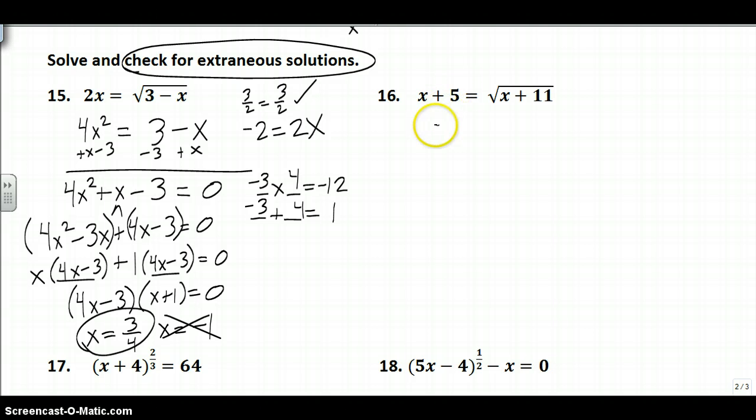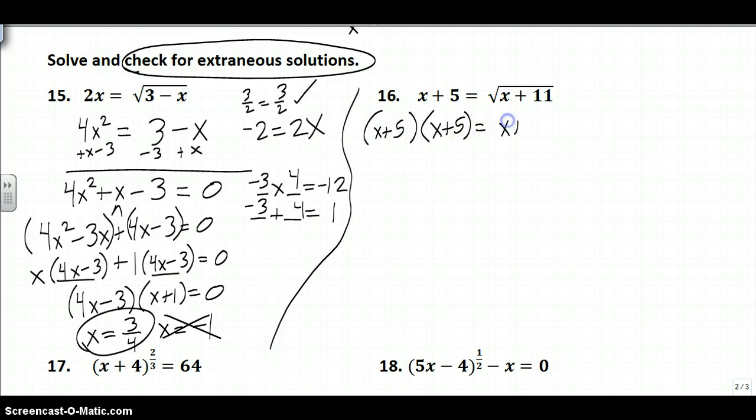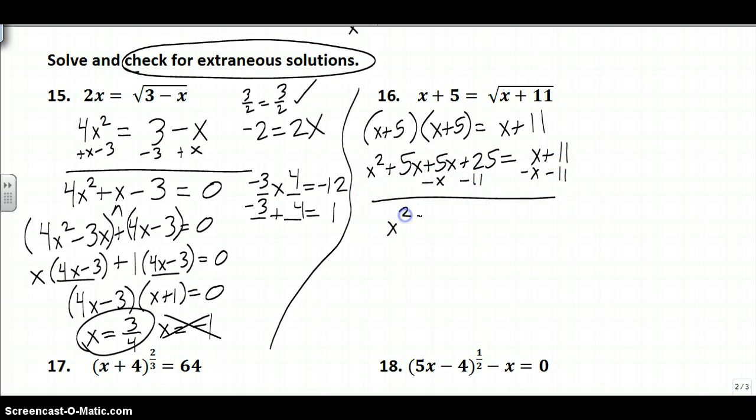Number 16, you square both sides again because everything's good. Just don't forget that on this side you have to FOIL. Okay, make sure you FOIL. Anyway, you get x squared plus 5x plus 5x plus 25 equals x plus 11. Subtract the x and subtract the 11. We can go ahead and do that. Let's see, 5 and 5 is 10, minus 1, that'd be 9x plus 14 equals 0.